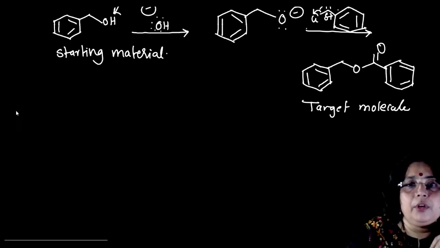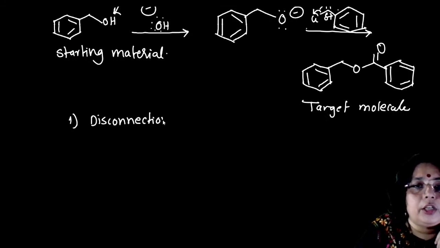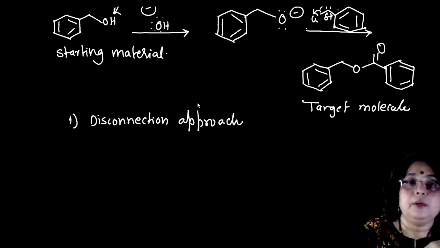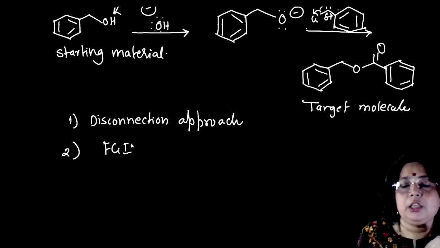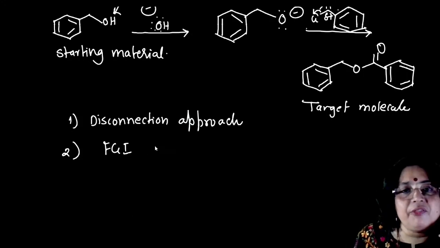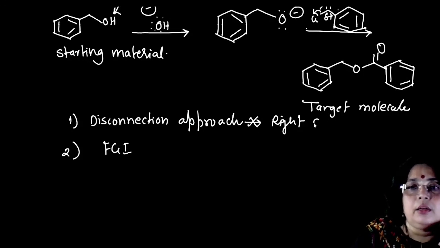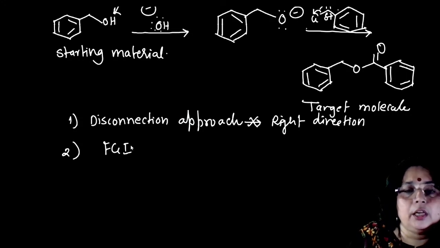Now here we have used only one approach, that is the disconnection approach. We don't need to apply the FGI because here there is no need. There is a need for FGI when the disconnection approach doesn't go in the right direction. In that case we cannot apply the disconnection approach to the molecule, and we have to apply the FGI.